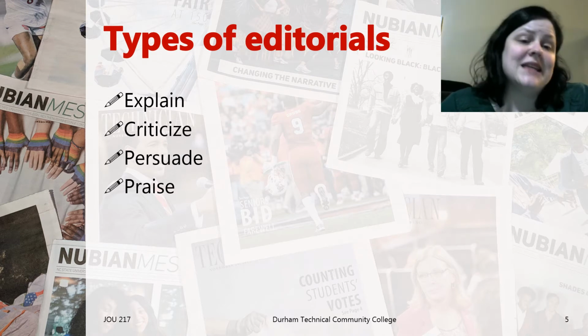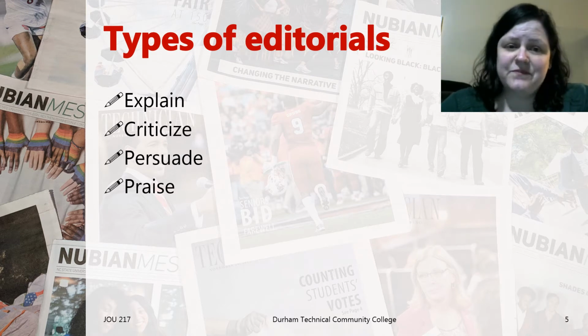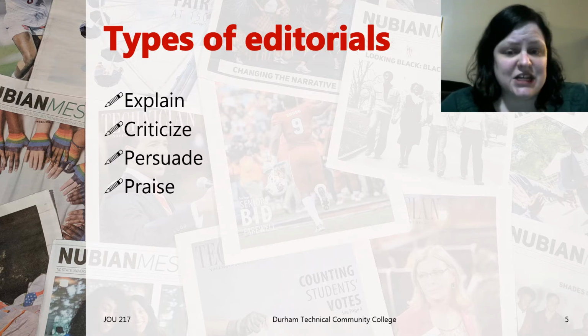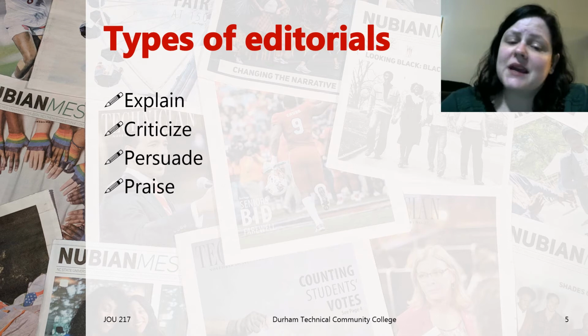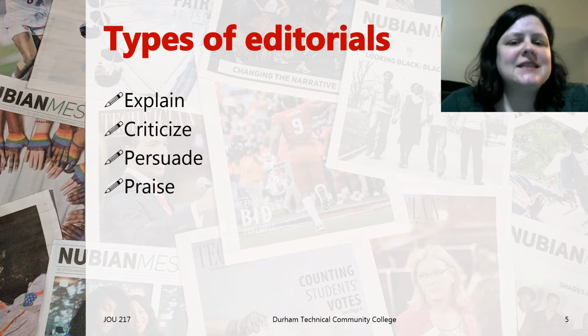There are 4 main types of editorials. The first type of editorial is one that explains an issue, helping to put it in perspective for readers. A good example of this is the localization of a state or national issue. The next type of editorial is one that criticizes actions, decisions, or situations.